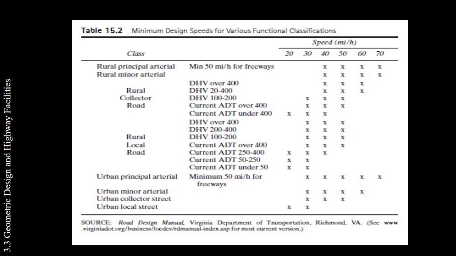The table states or dictates the minimum design speeds for various functional classifications. On the right side is the speed in miles per hour, and on the left side is the class or types of highways to be designed.